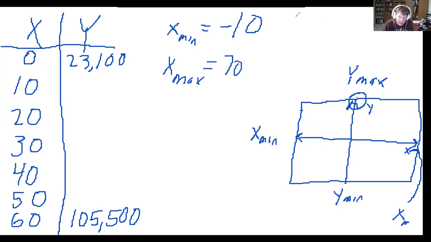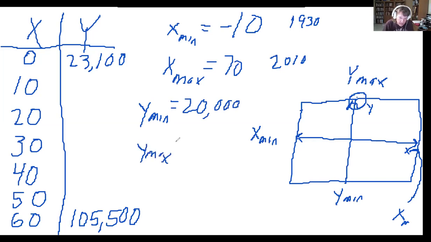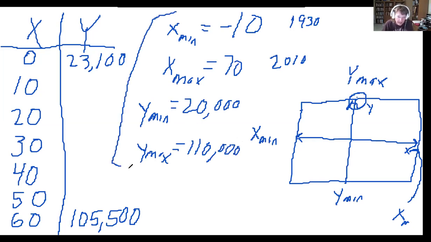So basically, the year minus 10 is 10 years before year 0, which was 1940. So this will be 1930. This will be the year 2010. Okay? Y min, it's got 23,100. Why don't we just make that 20,000? Y max, let's make it 110,000. Okay? So that's how we're going to want to set up our graph, and that's going to be the data that we want.